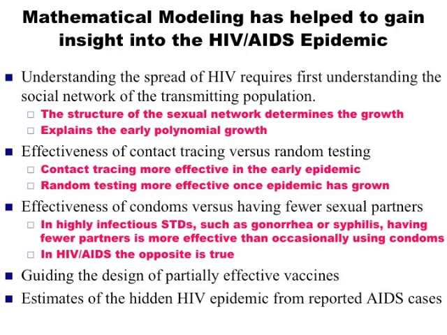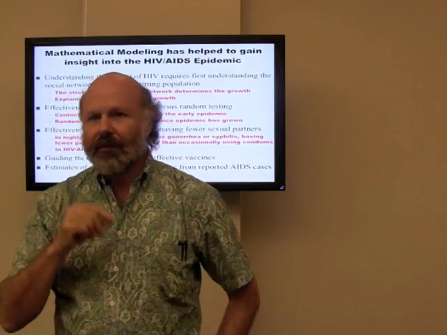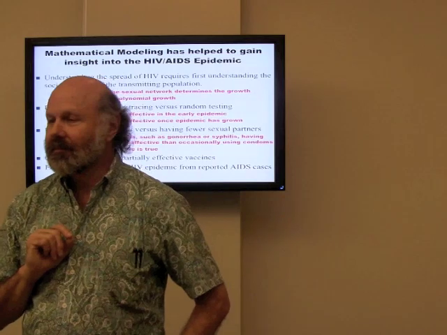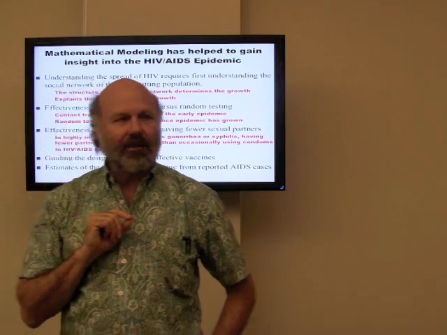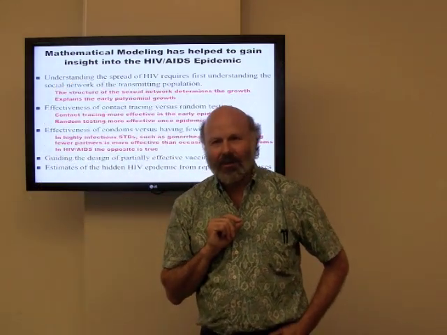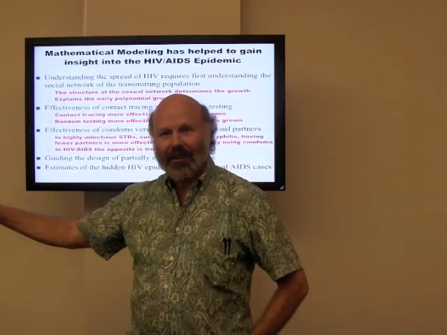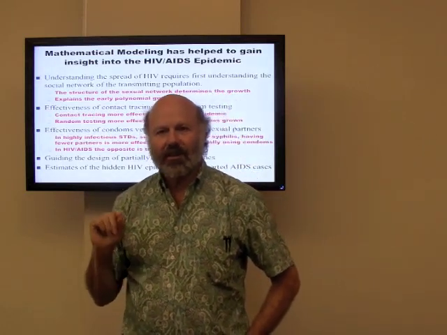So in syphilis and gonorrhea, if you get people to use condoms half the time, it has almost no impact on the spread of the epidemic. If you get them to have half as many partners, the epidemic spreads half as fast. With HIV/AIDS, it's the opposite. If you get people to use condoms half the time, the epidemic spreads half as fast. If you get them to have half as many partners, it doesn't seem to make a big difference. It spreads about the same speed.